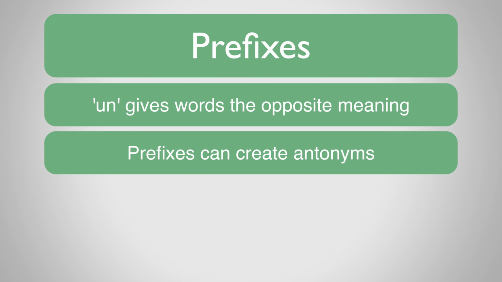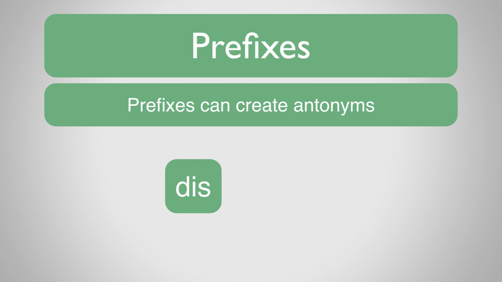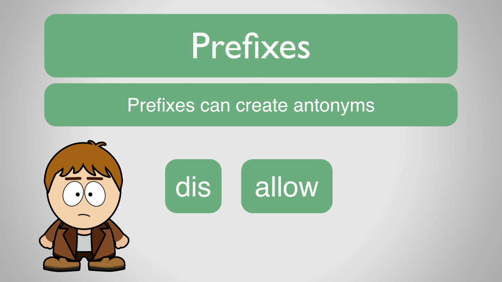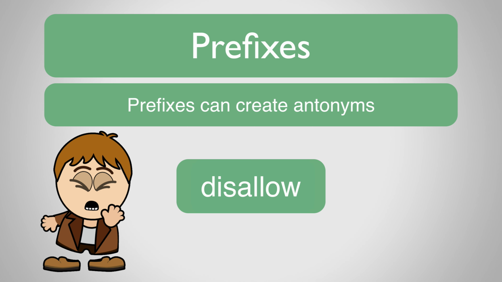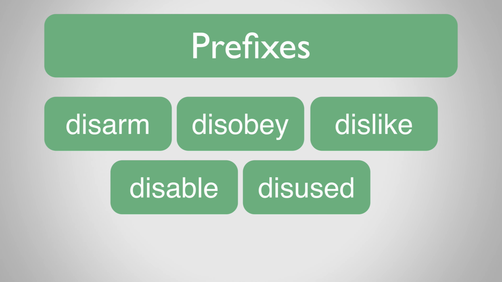But un isn't the only prefix that can do this. Take for example the prefix dis. Can you think of a root word that we could add after this prefix to change the meaning? What about allow? Adding the prefix gives us disallow, and again the meaning has been changed to give the opposite. Did you notice how the spelling of the root word hasn't changed? We've just joined the prefix and the root word together. Here are some other words that use the prefix dis.